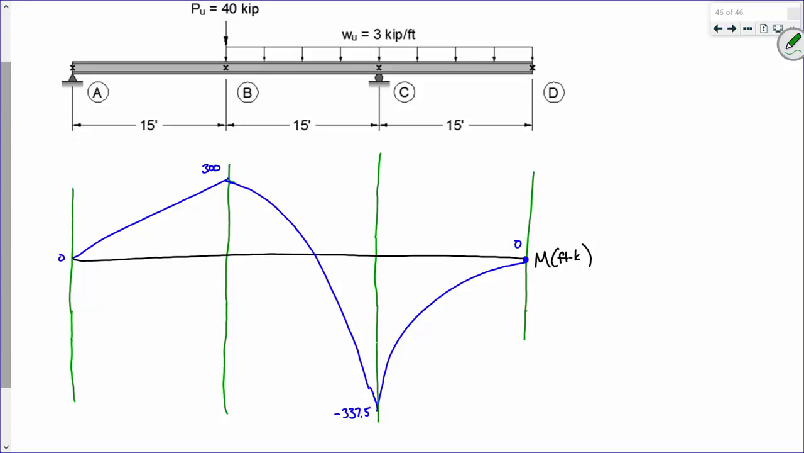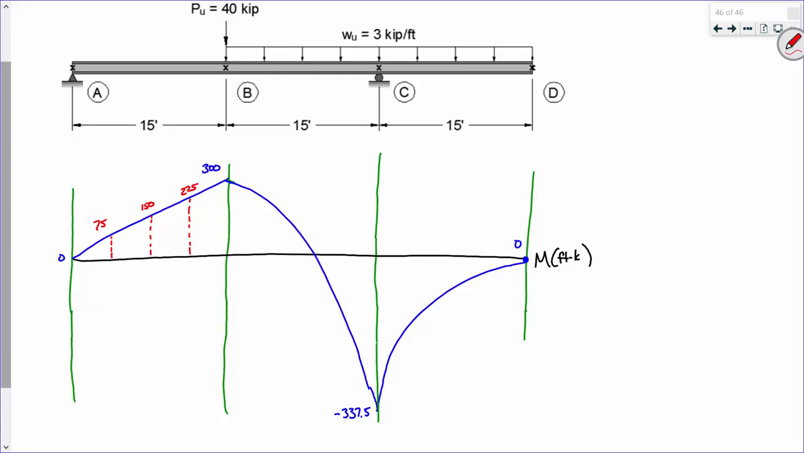Okay. All right. Now let's do some intermediate calcs. Let's first off go to segment AB. Now if segment AB is linear, help me out. If it's linear, then what are the quarter point moments going to be? You have calculators? My goodness. There we go. 75, 150, and 225. Everybody okay with that?